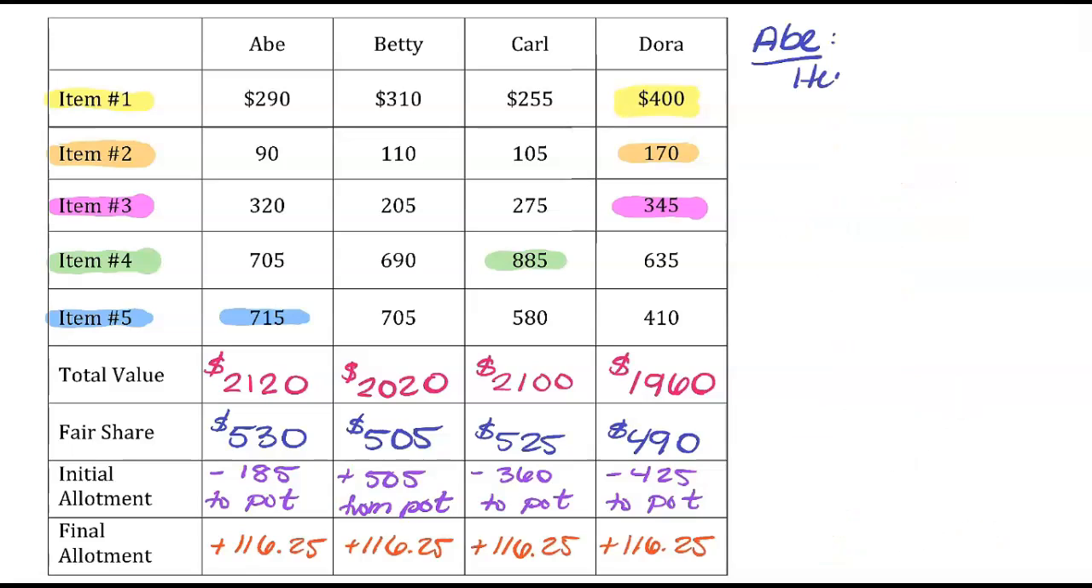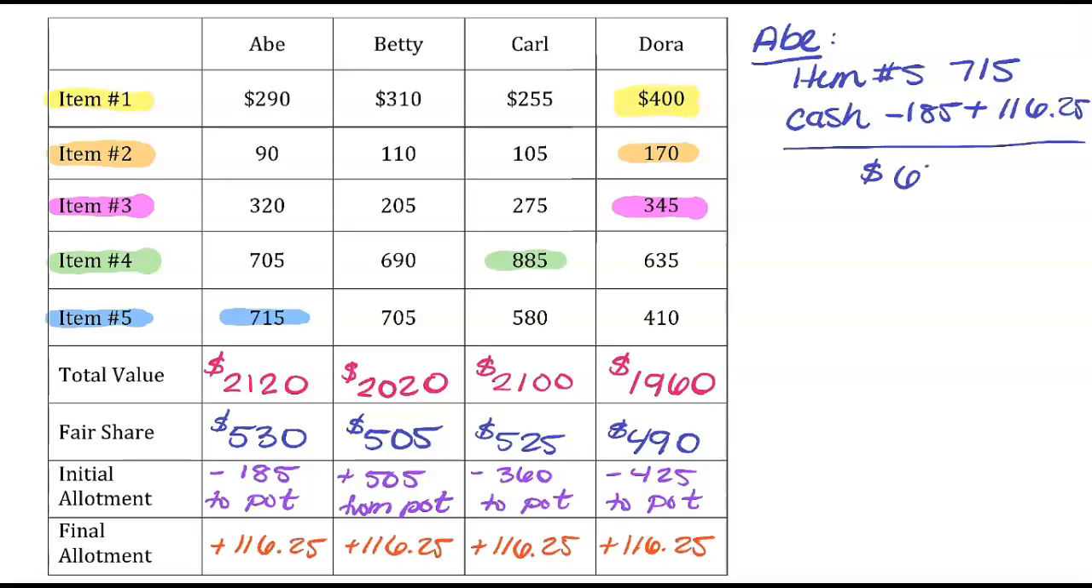Abe walked away with item number 5, worth $715. In cash, he had to pay up $185, but then he got $116.25 back. This gives Abe a grand total evaluation of $646.25. So in Abe's eyes, he got way more than what he considered to be a fair share.